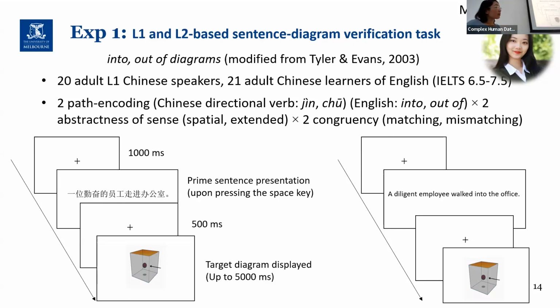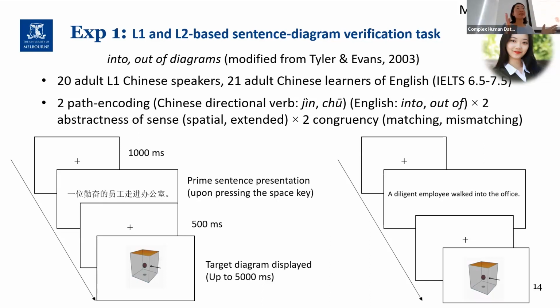The experiment adopts a factorial design of 2 by 2 by 2, a Latin square design. So three main variables are under consideration. The first one is path encoding. The English into and out of, when translated into Mandarin Chinese, are encoded in a verb system called Chinese directional verbs, 进 and 出. So instead of prepositions, Mandarin Chinese uses directional verbs to encode path. We target two kinds of paths: one is enter, or into, and the other is out of.